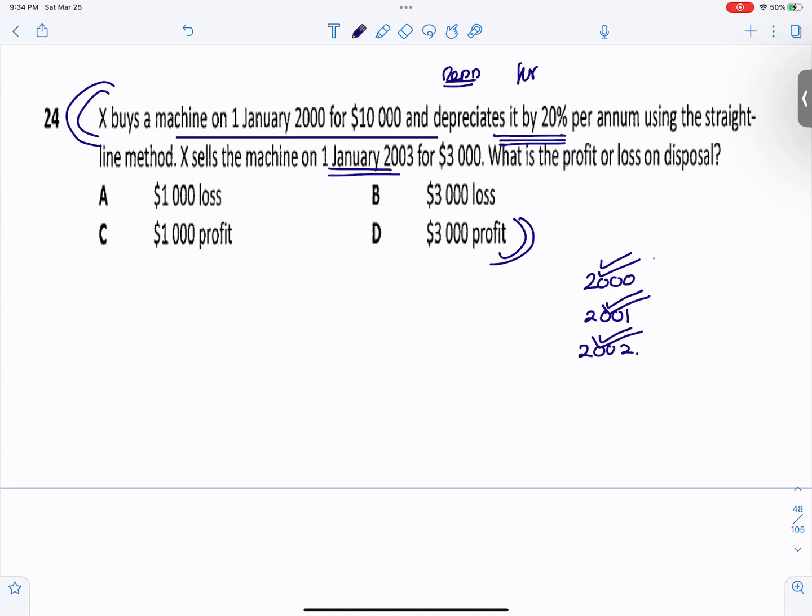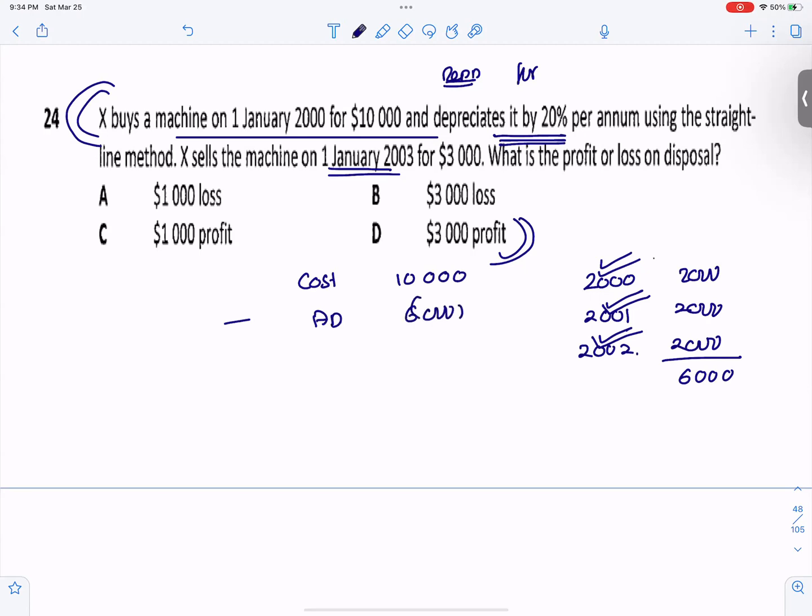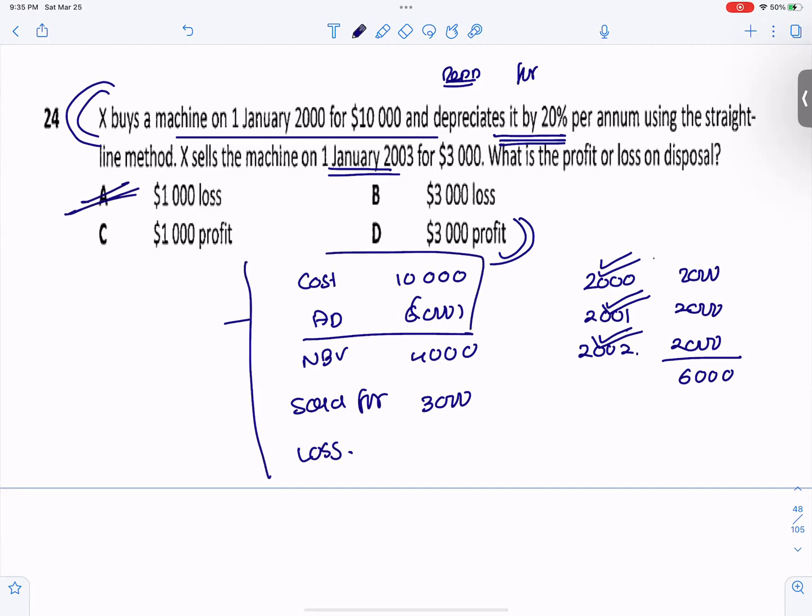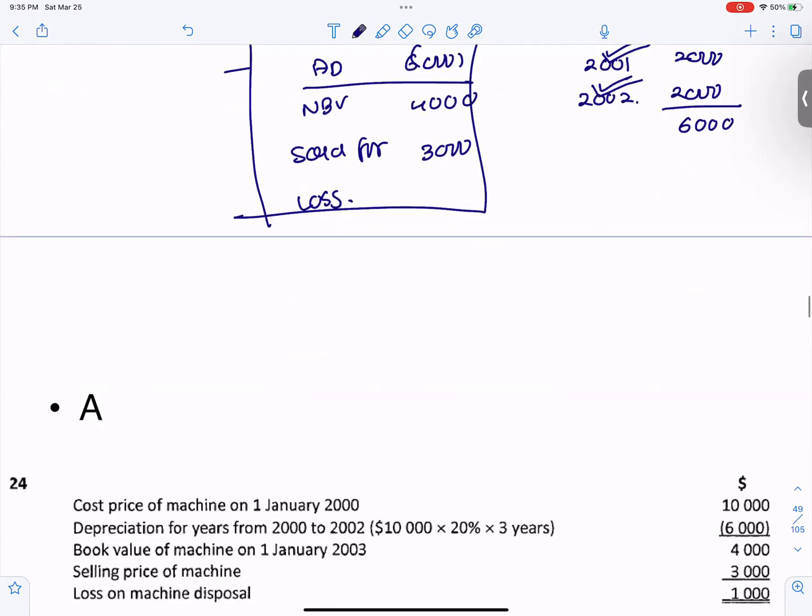What is the per year depreciation? 2,000. So for 3 years, what will be the depreciation? 6,000. So 10,000, the cost of the asset, minus the accumulated depreciation, the net book value will become 4,000. And he sold it for how much? 3,000. So a loss of 1,000. You always do this method. Please don't use your brains and shortcuts.